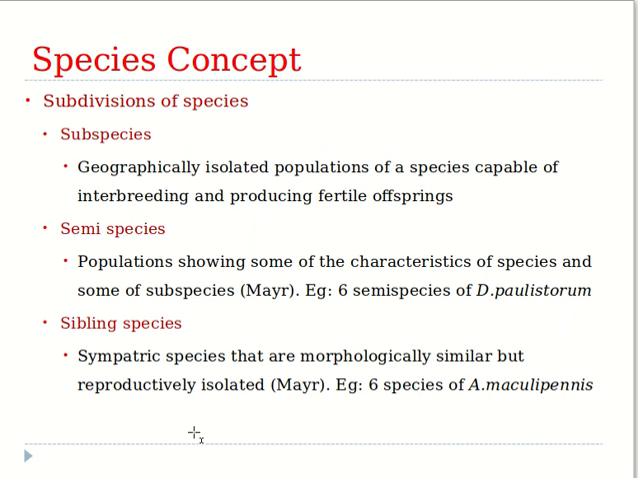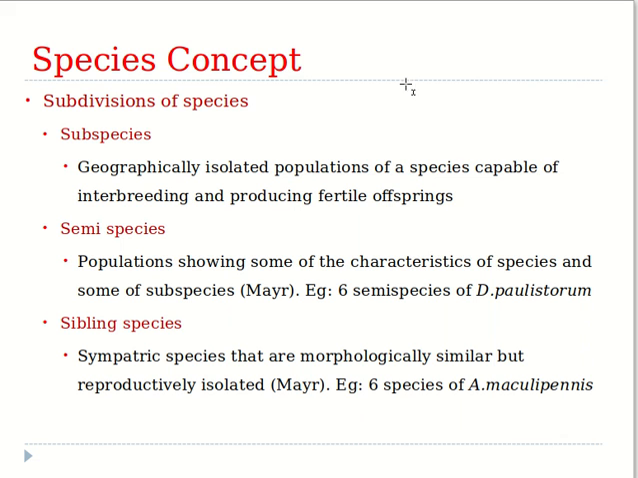Okay, now what are the subdivisions of a species? The first one is subspecies. A subspecies is defined as geographically isolated populations of a species capable of interbreeding and producing fertile offspring. Each species is formed of two or more such geographically isolated populations. Between these geographically isolated populations there needn't be reproductive isolation. I hope it is clear.